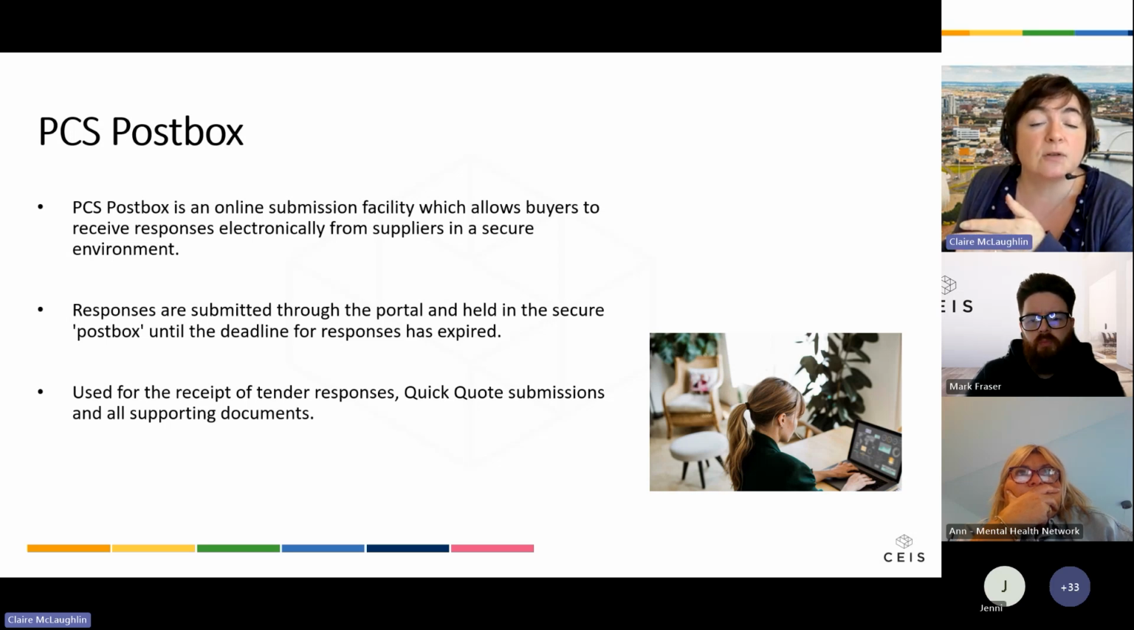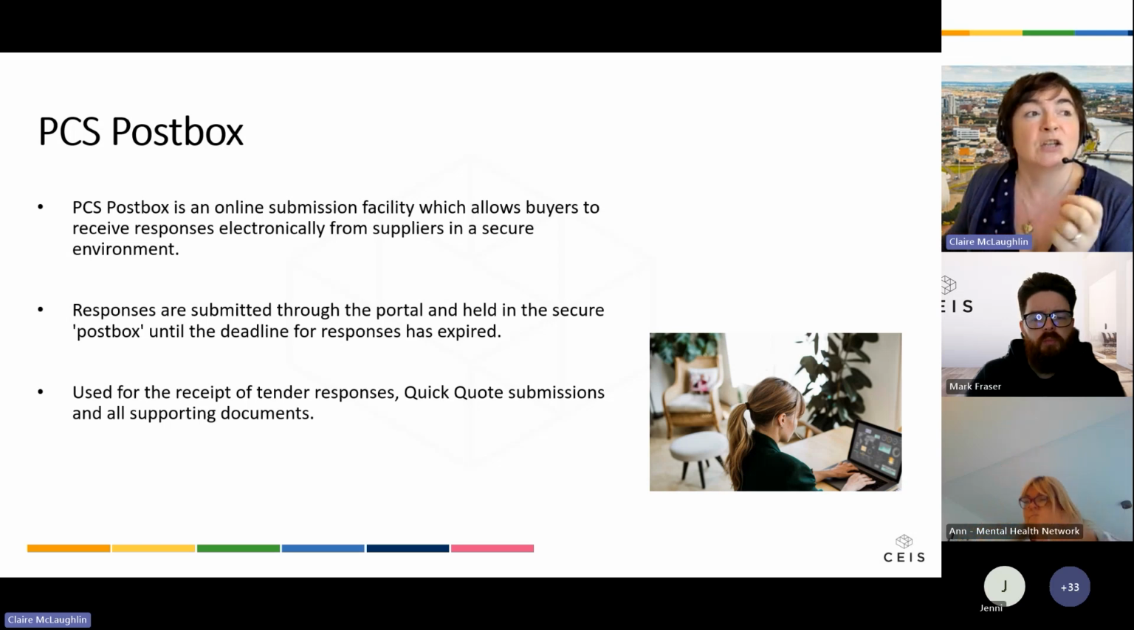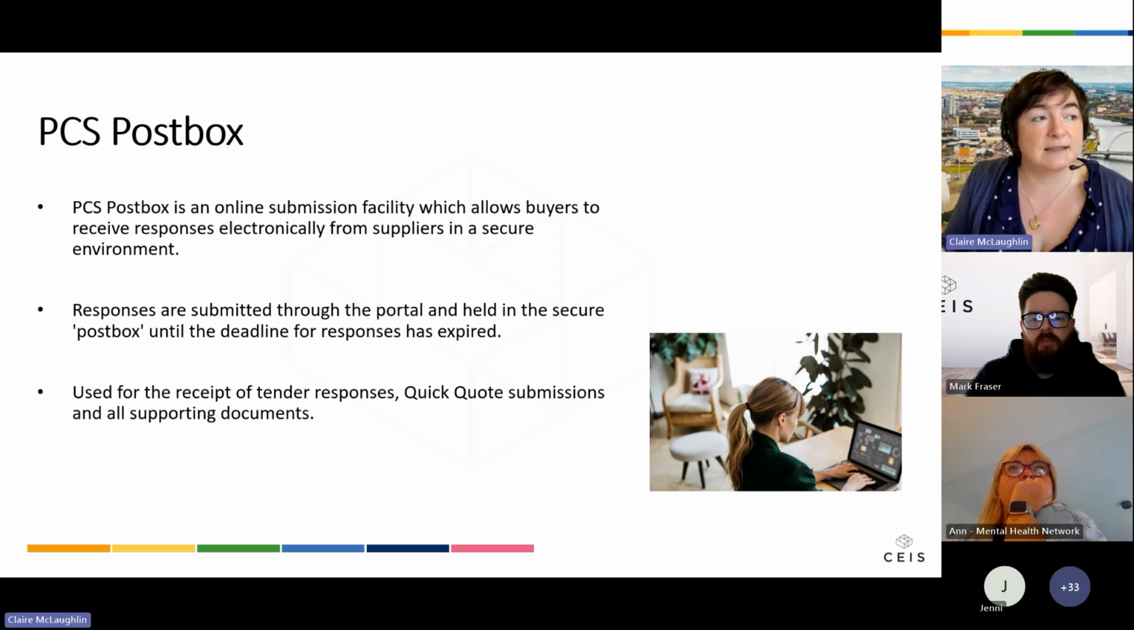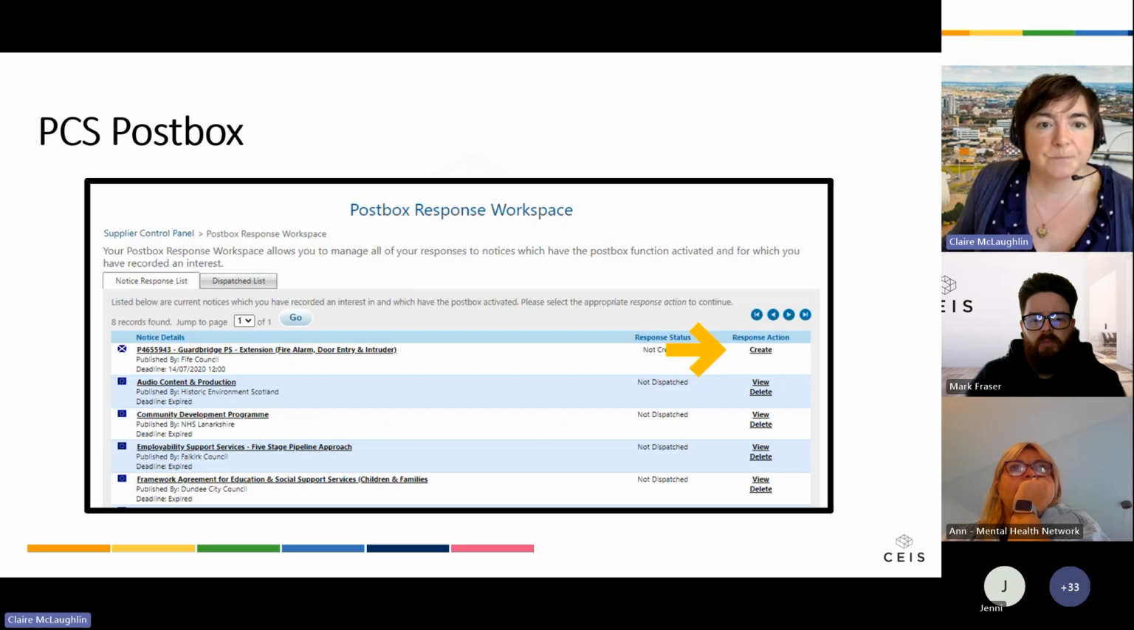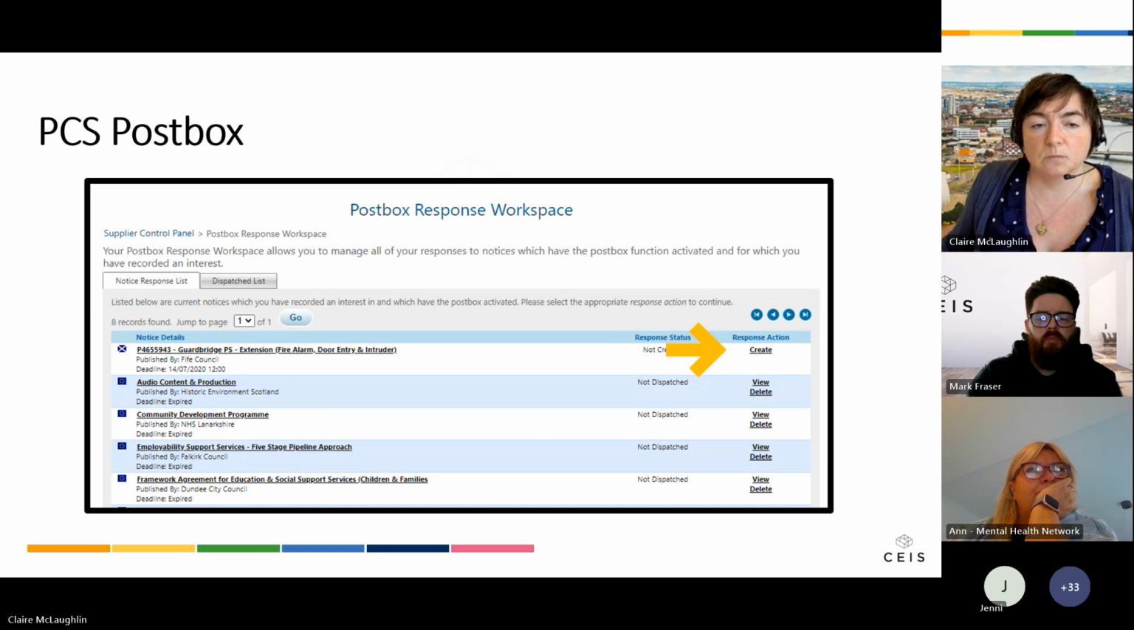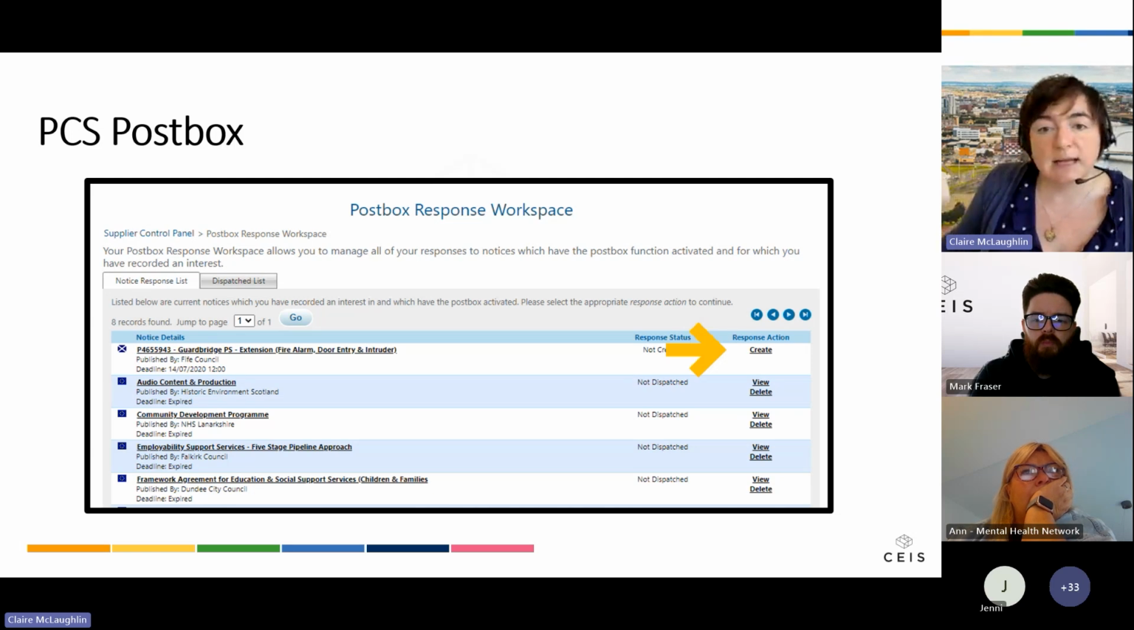So essentially, if you're asked to provide a quick quote and you want to do that, you'd be opening all the documentation, finding out how they want to receive the tender, filling all the details in, and then you'd be wanting to go to the post box. So we're going to do that now. You go into the post box, and any opportunities that you have selected before or been asked to quick quote for will be within your postbox response workspace, and there's options on the right hand side.